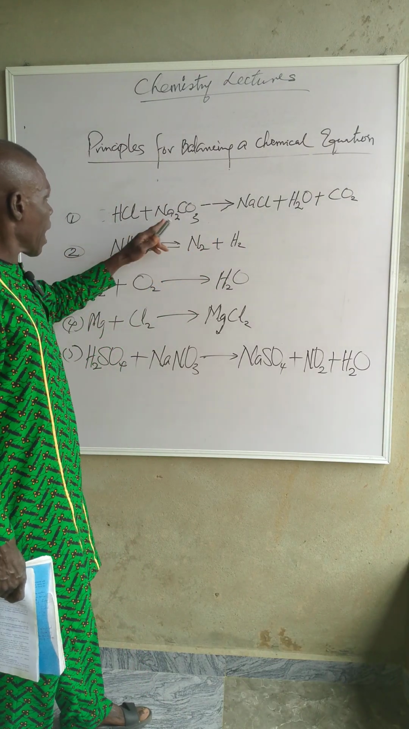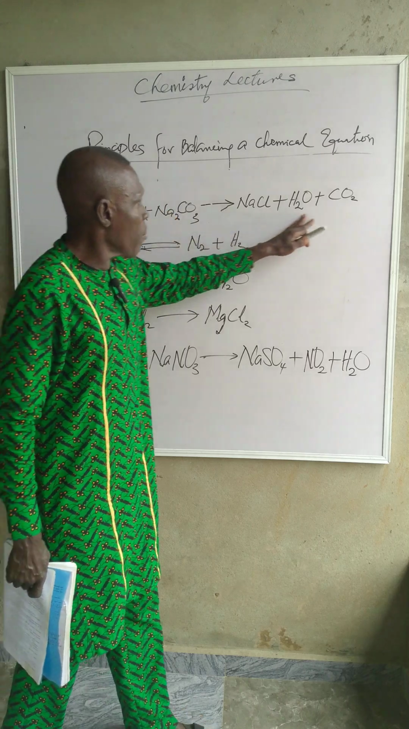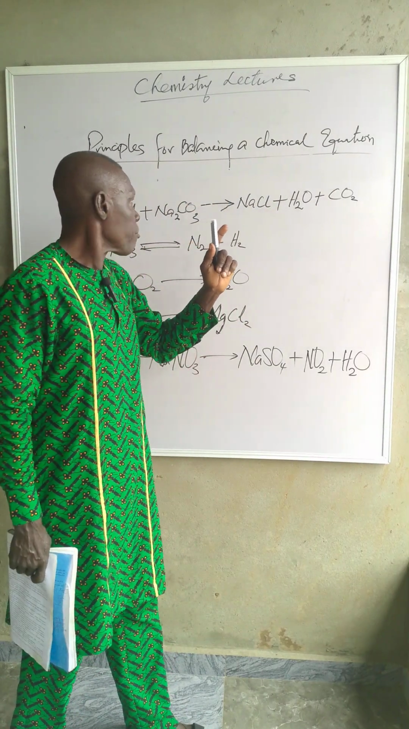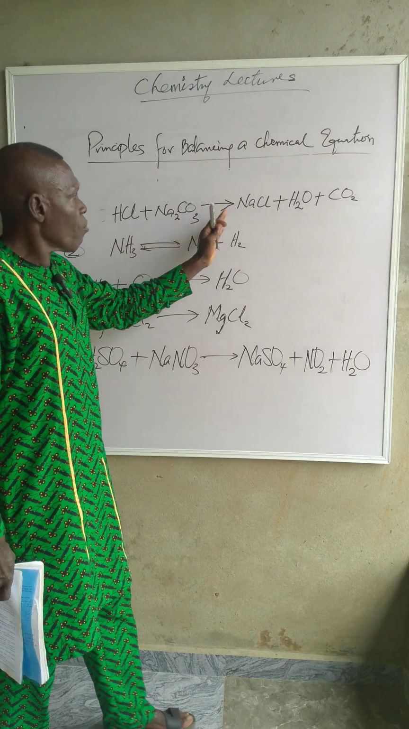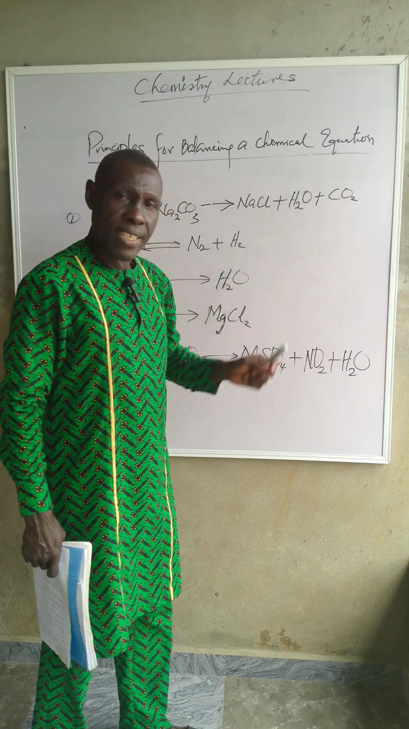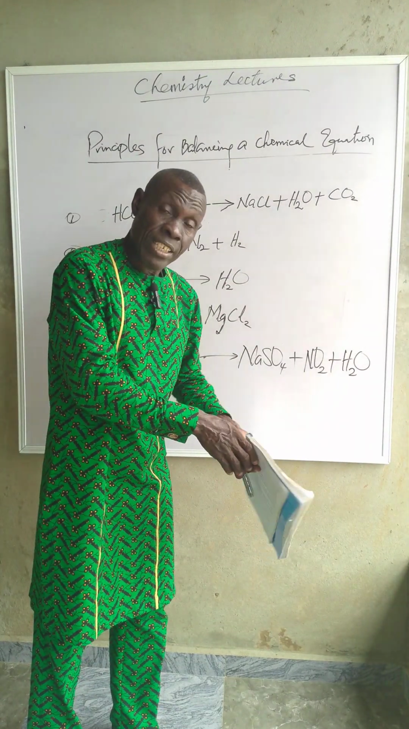Now, carbon on this side appears only one time, 1. Carbon here appears only one time, 1. Carbon is balanced. What about oxygen? Oxygen on the reactant side occurs 3 times, while here it is 3, because this is 2 plus 1, which is 3. So, some of the elements are balanced, some are not balanced.